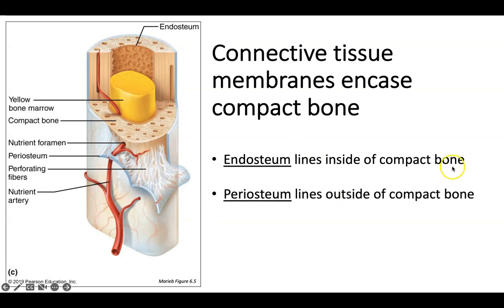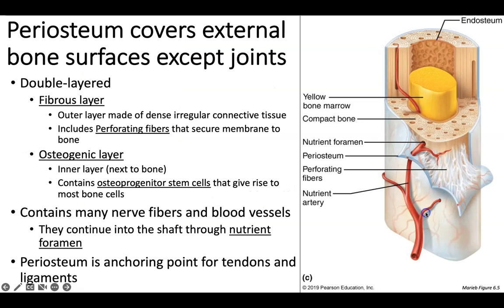So the endosteum lines the inside of compact bone. So here we can see this long bone with a medullary cavity in the center. So this is a diaphysis of a long bone. The inner lining of this compact bone is the endosteum, so it's between the compact bone and that medullary cavity. And the outside membrane on that compact bone, so basically layering the outside of the bone itself, is the periosteum. So endosteum lines the inside of compact bone, periosteum lines the outside of compact bone.